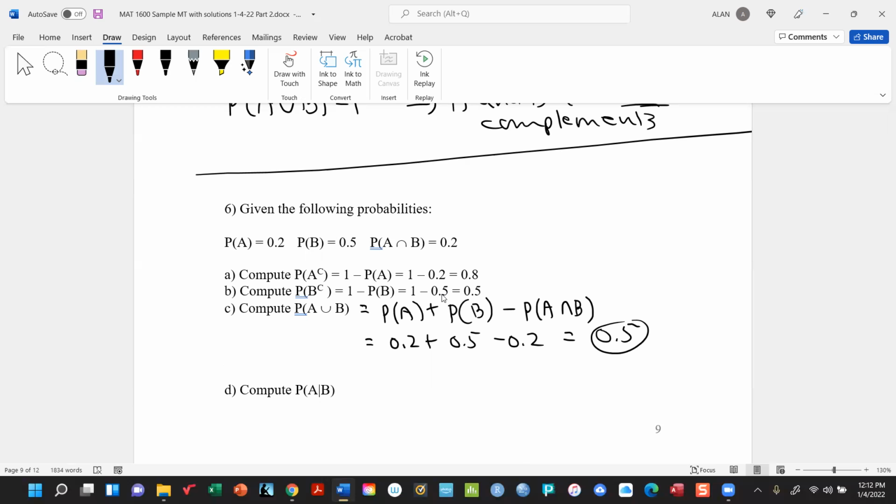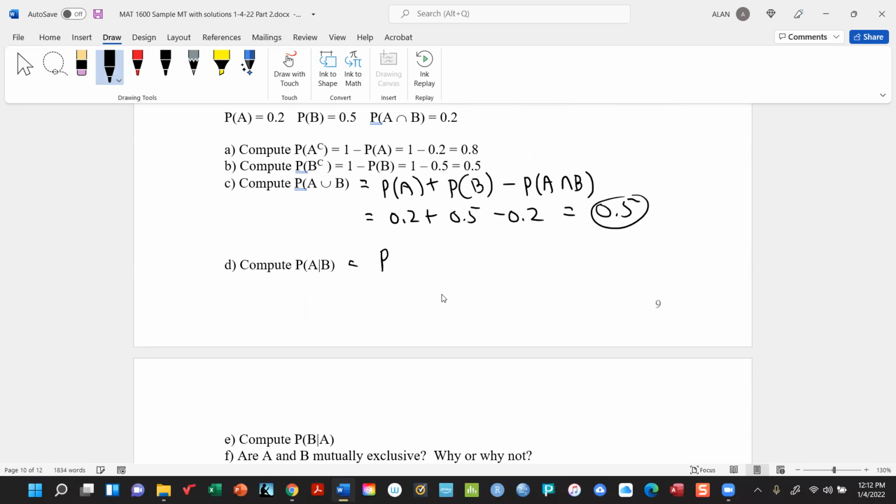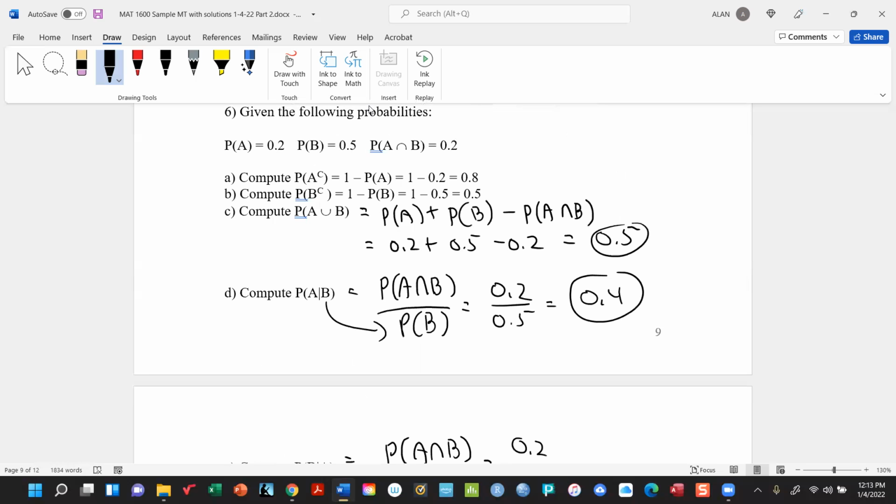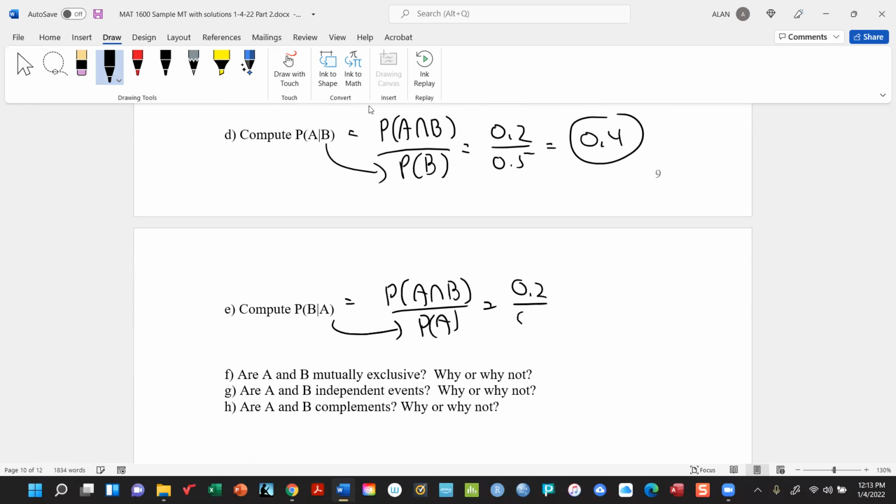And now how about A given B? All right. We'll use the definition. A and B, as it says on the top, is 0.2 and B is 0.5. Down here, this goes on the bottom. 0.2 over 0.5 is equal to 0.4. Wow, so this one is 1.